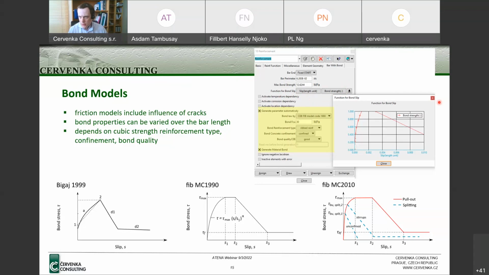So another question, from Zachary Coleman. Can ATENA model non-perfect bond condition for hooked bars? If so, does ATENA model the end bearing of the hook on the concrete or only the bond stress? Yes, of course. It can be done.